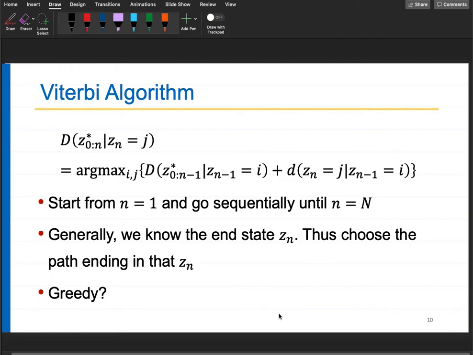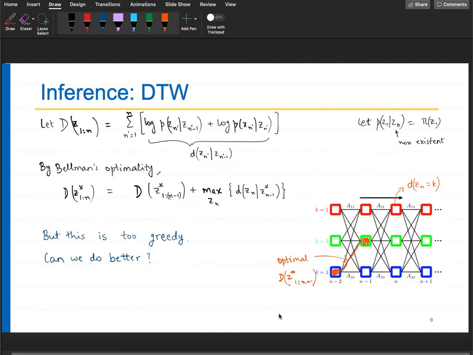Sir, in the last slide, in the cost, we also have to maximize the emission probability. Yes. So each state has a different emission probability for the observations here. Yes. Don't we also have to consider them? Yes, yes, we have to consider. That's why that small d includes both the terms, the transition term plus the emission term.